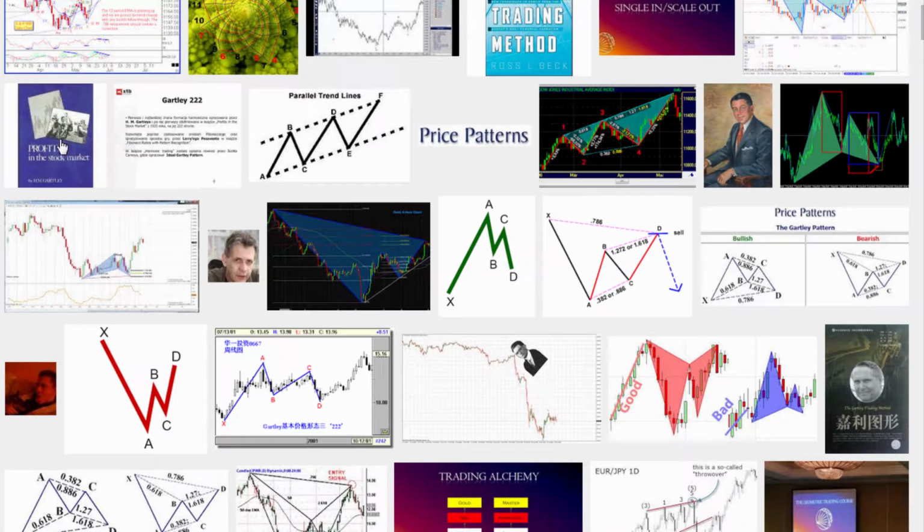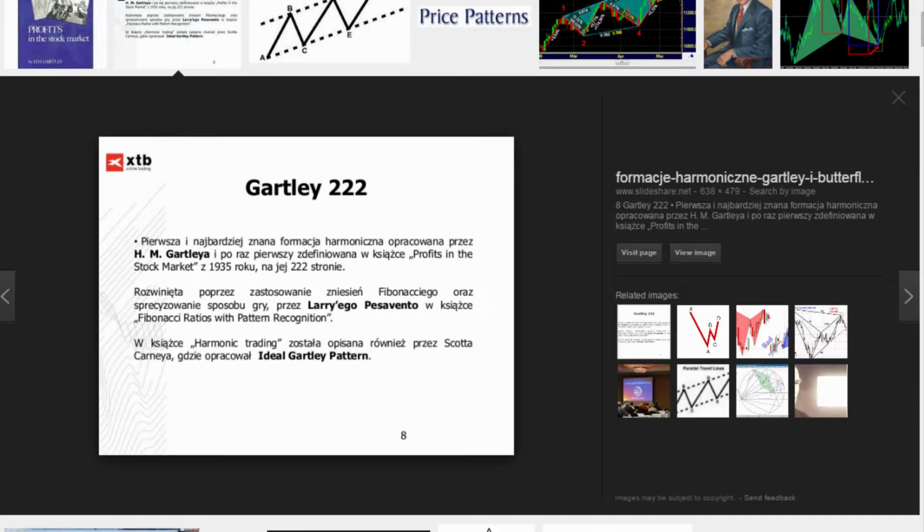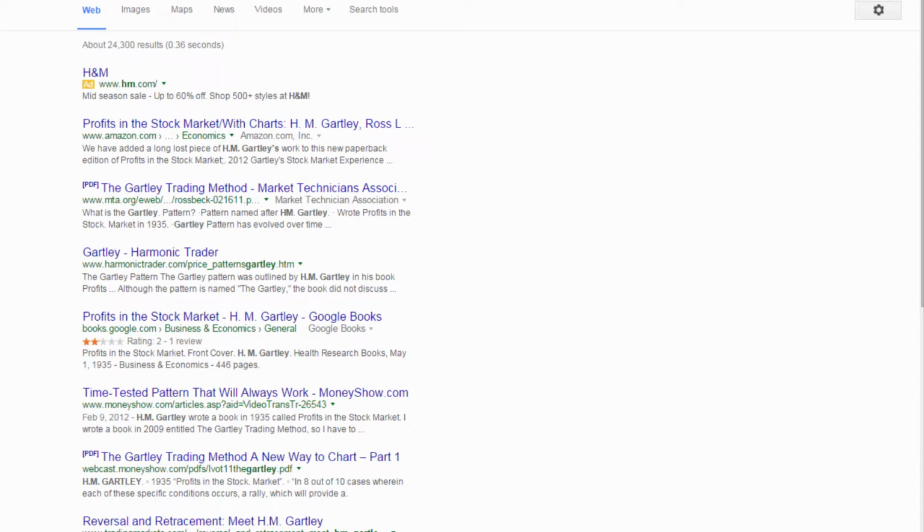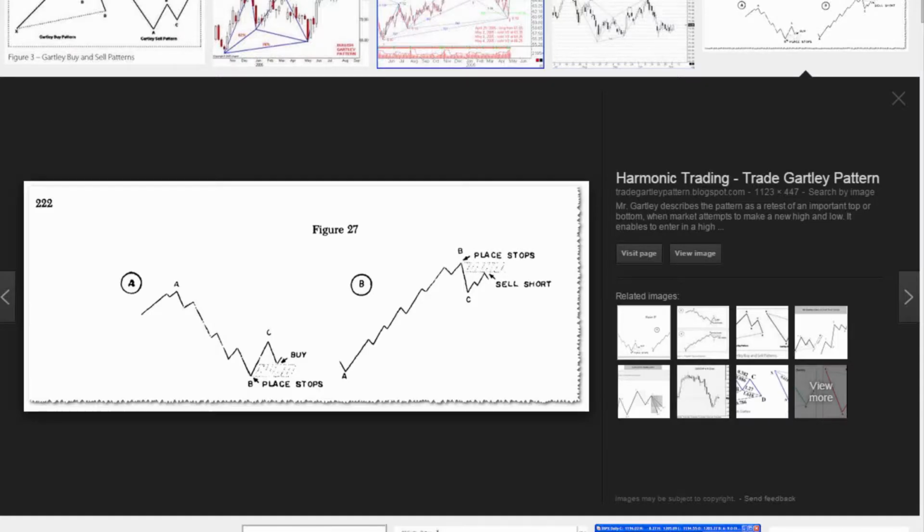Okay, Profits in the Stock Market. This is the book. Let me find the exact pattern. I'm going to pause the video for a second. Okay, this is the original drawing that came in H.M. Gartley's book.